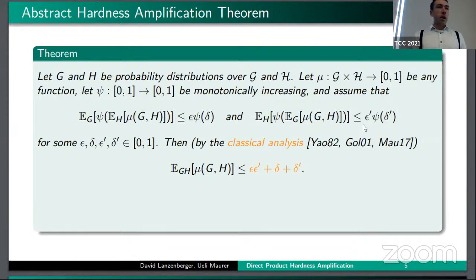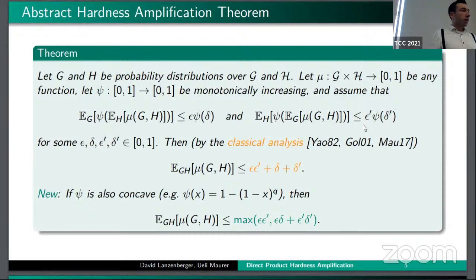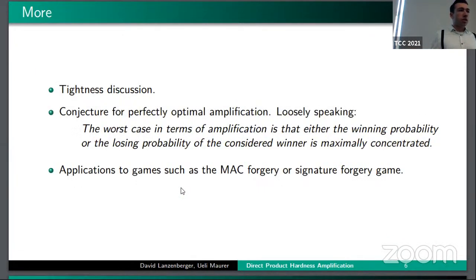This is the classical way of analyzing this. We notice that a typical way to amplify here is this boosting function psi, which would be 1 minus x to the q, because you repeat q times. It's actually a concave function. If you exploit this in the analysis, then you can get a stronger result, and this is where the improved numbers come from. But the main point is really that everything that happens is, at this basic level, just expectations of probability distributions of some function. Obviously we have much more. We discuss the tightness. You can see that what we do is close to optimal, but not quite perfect.